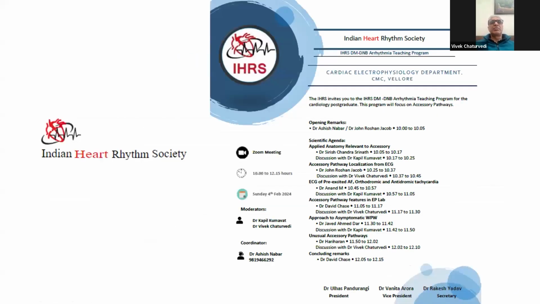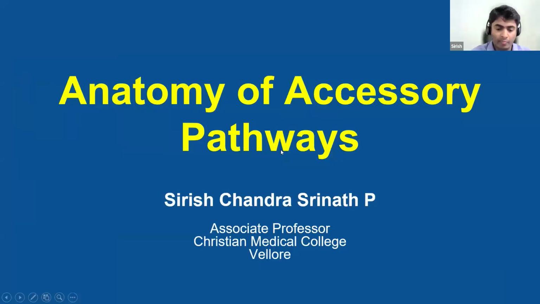And it is being presented by the renowned faculty from the Christian Medical College, Vellore. And to start the session, I would request Dr. Sirish Chand Srinath, who is a faculty at the Cardiac Electrophysiology Services in Cardiology Department at CMC Vellore, and he would be speaking on applied anatomy relevant to the accessory pathways. Dr. Sirish, please.